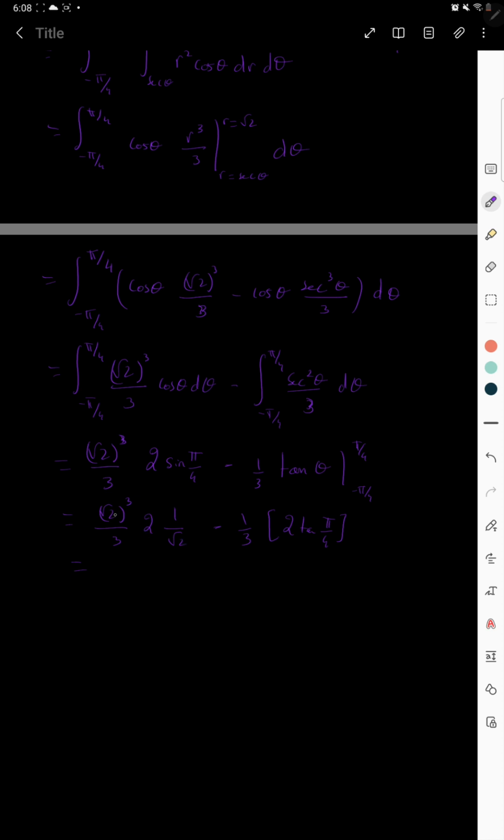Root 2 cubed divided by root 2 is 2, so this is 2 over 3 times 2. And here this is 1 over 3 times 2. So this is 4 over 3 minus 2 over 3, which is 2 over 3.